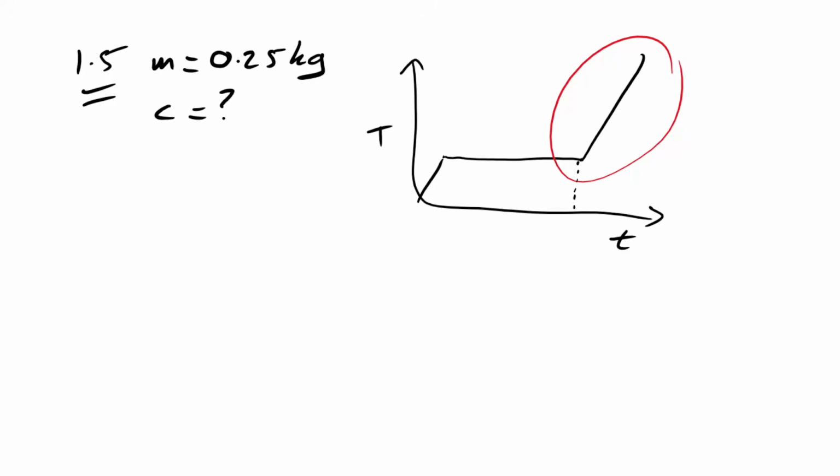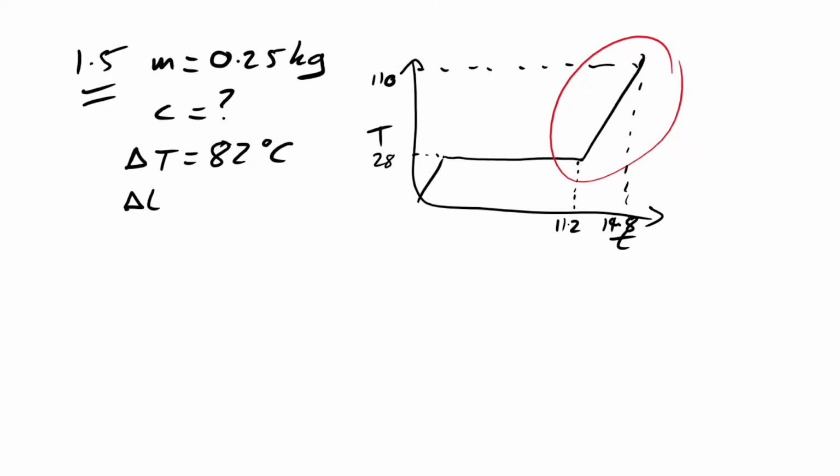So the time at which it starts heating up at a liquid state is 11.2 and the graph ends at 14.8. What about the temperatures? Well, we said that was 28, and at the top that is 110. So we have a change in temperature of 82 degrees C or Kelvin, doesn't matter, same thing in this case. And we have a change in time of 3.6 minutes. Let's times that by 60, and we get 216 seconds.